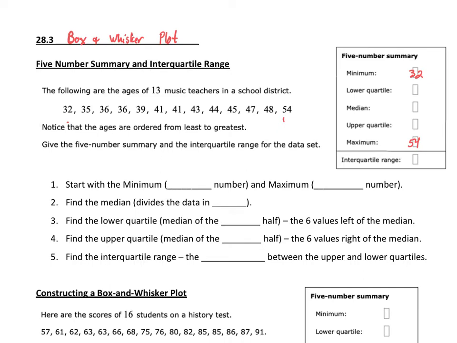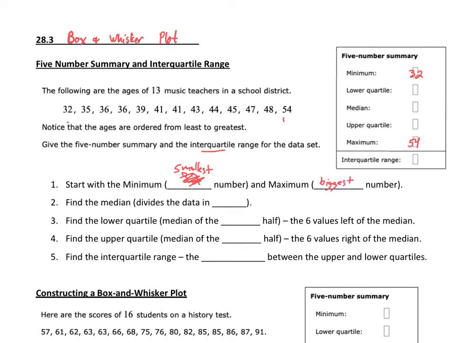Give the five number summary and the interquartile range for the data set. So we're going to start with the minimum. We said that was 32. I'm sorry, so the smallest number. And then our maximum is the biggest number or greatest number.